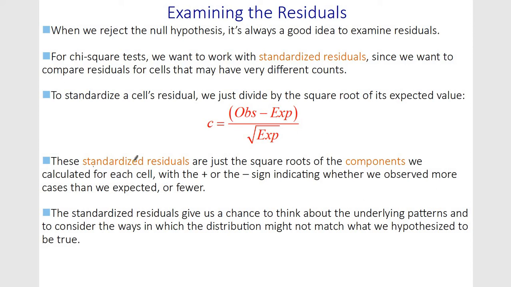For the standardized residuals that we get, the plus or minus indicates whether we observed more cases than expected or fewer. So that's helpful. They give us a chance to think about underlying patterns, just like they did with the linear regressions we did. When you graph those residuals, we could look for patterns. You're not just looking at the expected counts, you're looking at the residuals.